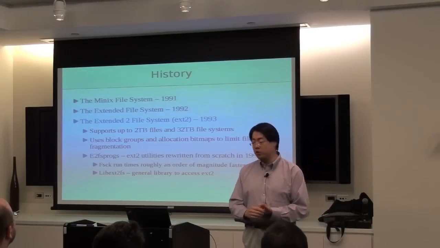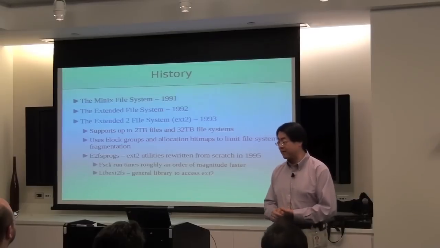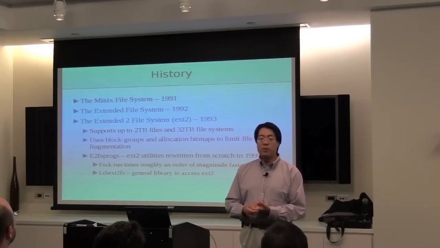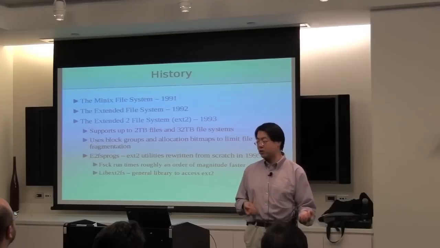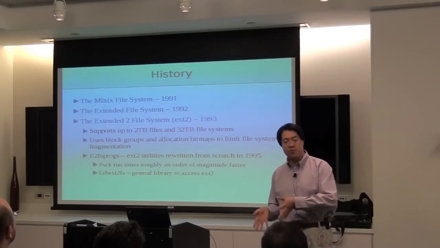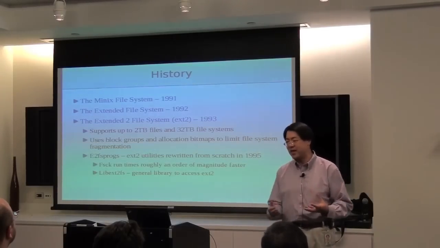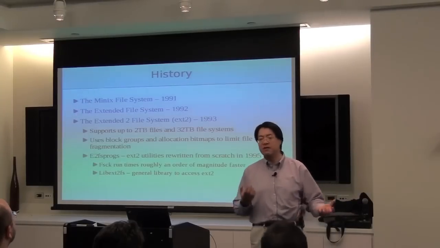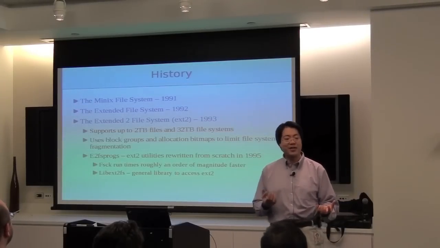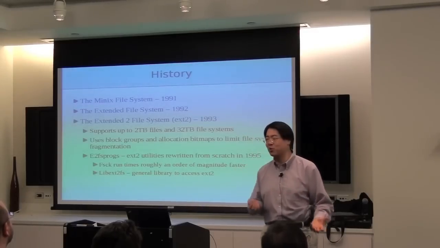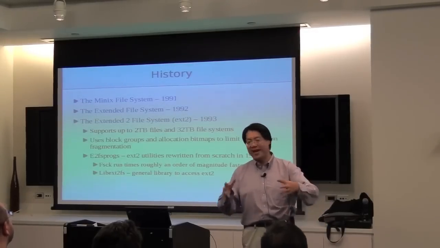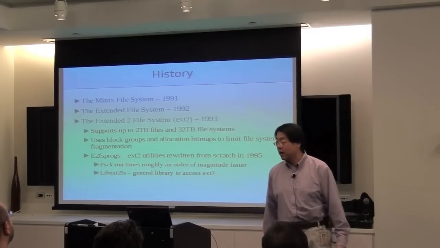We now have up to 2 terabyte files, 32 terabyte file systems. We basically took the idea of cylinder groups from the BSD fast file system. We called them block groups because by then it was really obvious that cylinders were a figment of the disk drive's imagination. So you might as well be honest and call them block groups, because they had absolutely nothing to do with the physical layout on the disk.